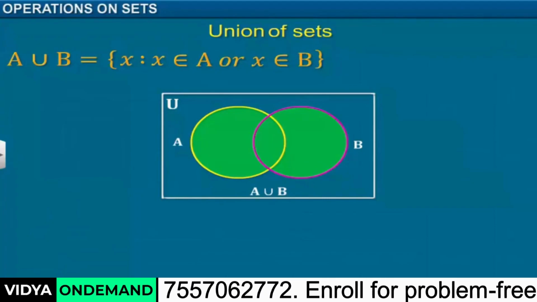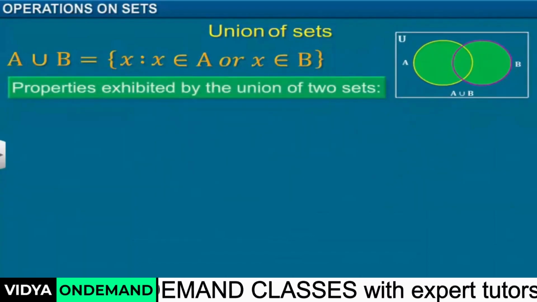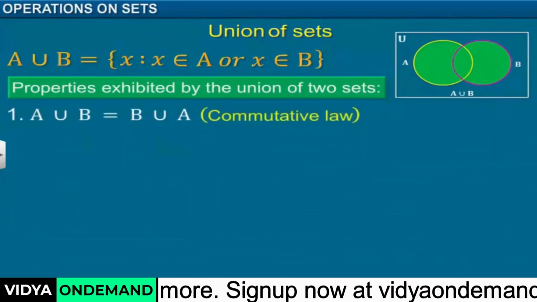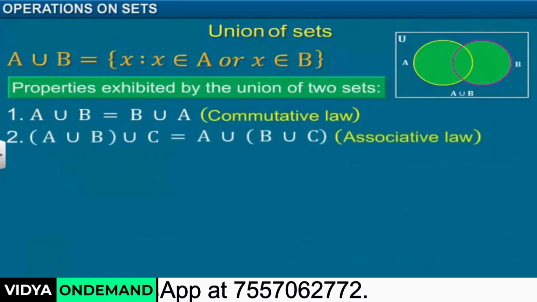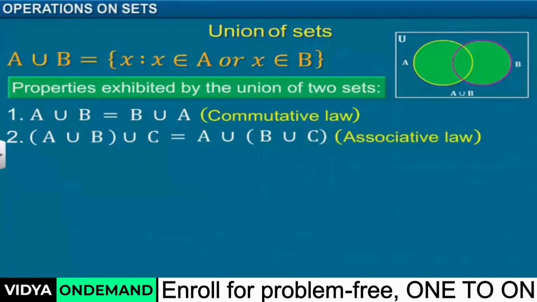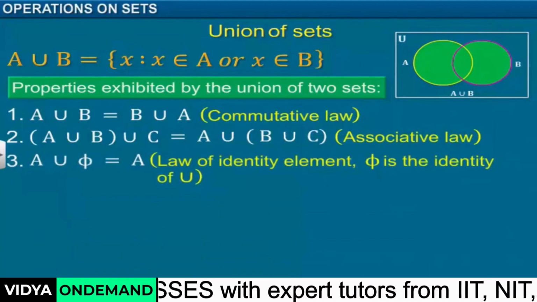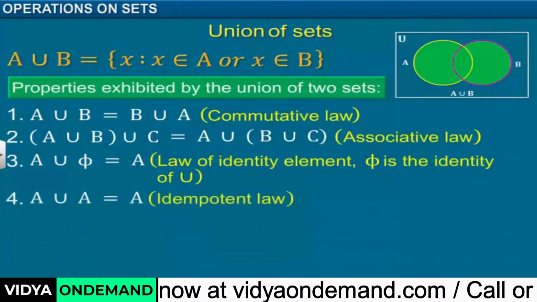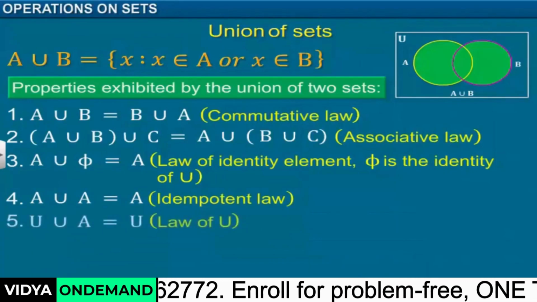Some of the properties exhibited by the union of two sets are as listed. The union of two sets follows the commutative law. The union of three sets follows the associative law. The result of the union of a set with a null set is the set itself. The union of a set with the same set follows the idempotent law. The union of a set with the universal set results in the universal set itself.